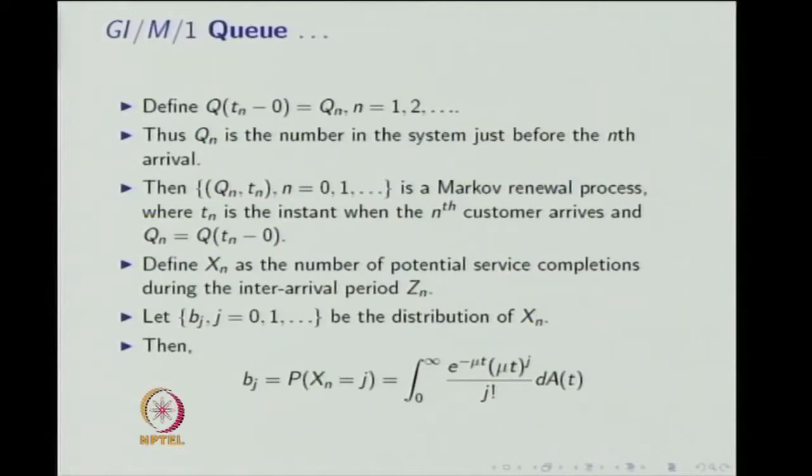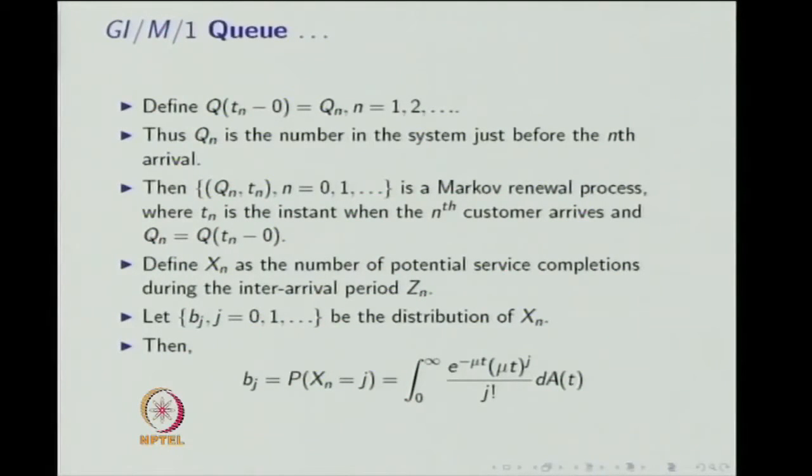Now define Q of Tn minus 0 as Qn. Thus, Qn is the number of customers in the system just before the nth arrival. Therefore, Qn for n equal to 1, 2 and so on follows a discrete state, discrete time stochastic process. So this is an embedded stochastic process from Q(t). Q(t) is a discrete state continuous time stochastic process, whereas Qn is a discrete state discrete time stochastic process, because Qn is the number of customers in the system just before the nth arrival.